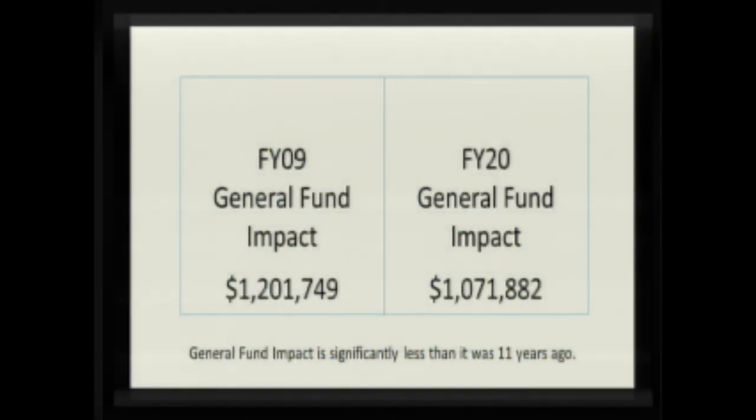So when you take the expenditures and the revenues, as we've just looked at, and put that together, you can determine the general fund impact. And as we saw, the expenditures in the proposed budget are between fiscal year 8 and fiscal year 9. So I'm using fiscal year 9 here for the comparison because it's the closest without going over, because this year is a little more than fiscal year 8 that we're asking for in this proposed budget. So you can see from this comparison that thanks to that increase in revenue, fiscal year 20's budget has significantly less of a general fund impact than it did 11 years ago.